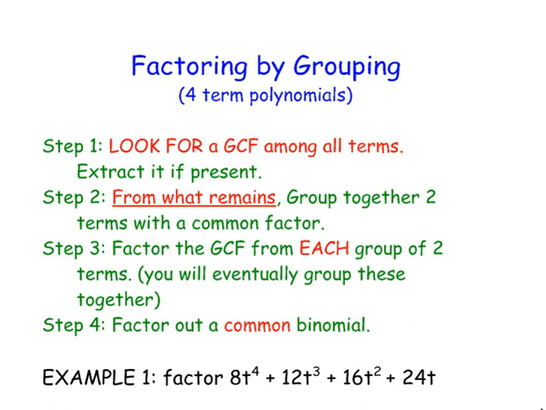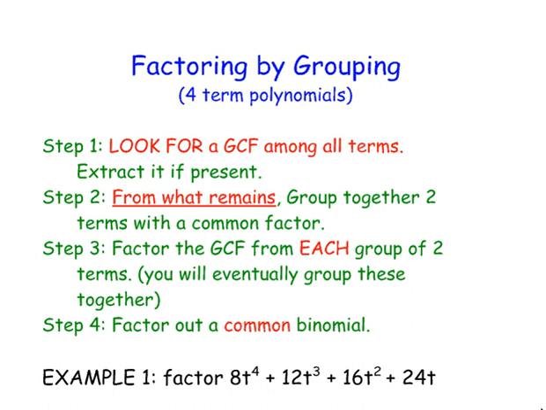Step number one is to look for the greatest common factor among all terms. If there is one, we're going to extract it, and then we're going to look at what remains. Step two, from what remains, group together two terms with a common factor. Step three, we're going to factor the greatest common factor from each group of two terms, which will eventually group these two together. And step four, we're going to factor out a common binomial and rewrite our answer.